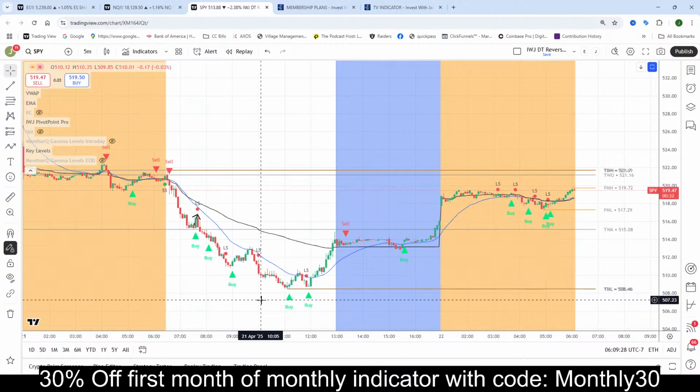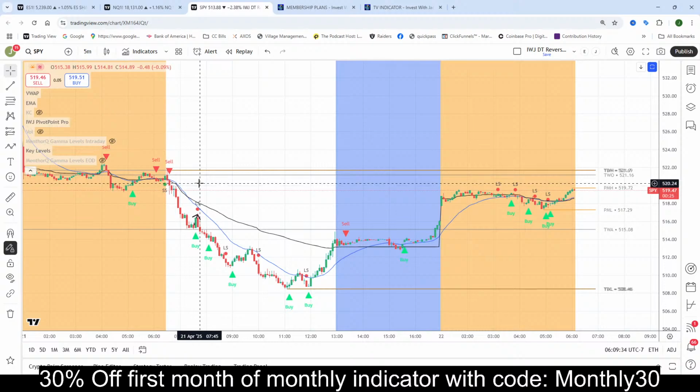I stopped trading at 10 a.m. on each day because after that, the market can tend to get choppy and slow. You want most of your trades to happen in the first hour or two of the day. So that's what we look for there.